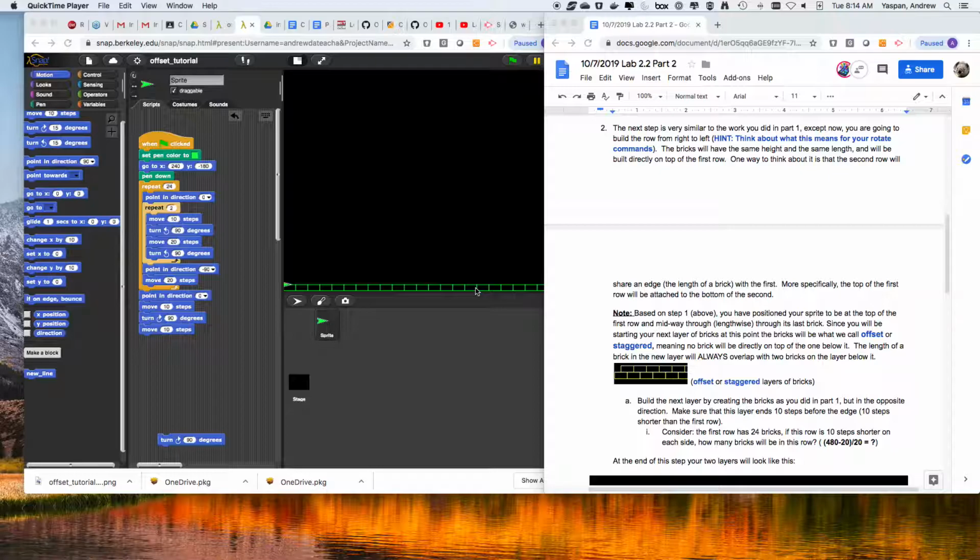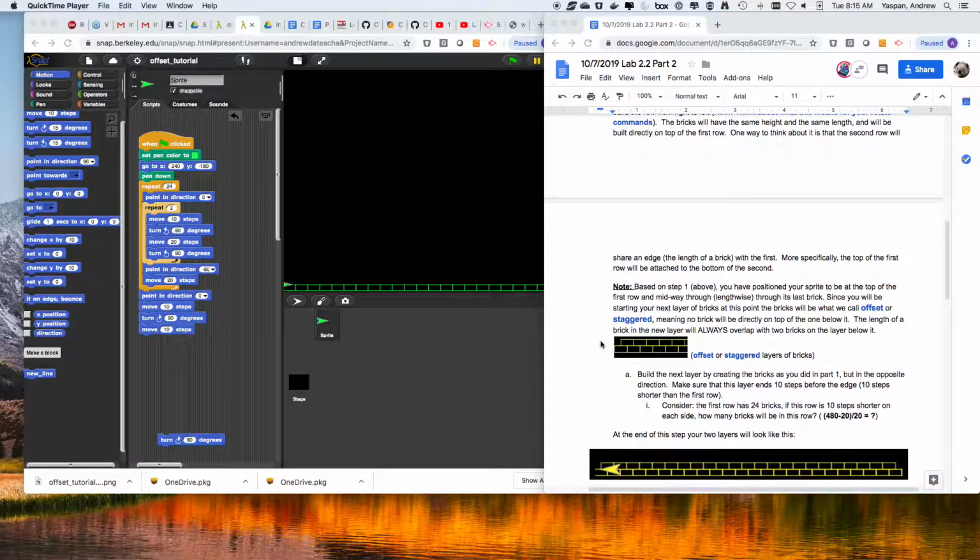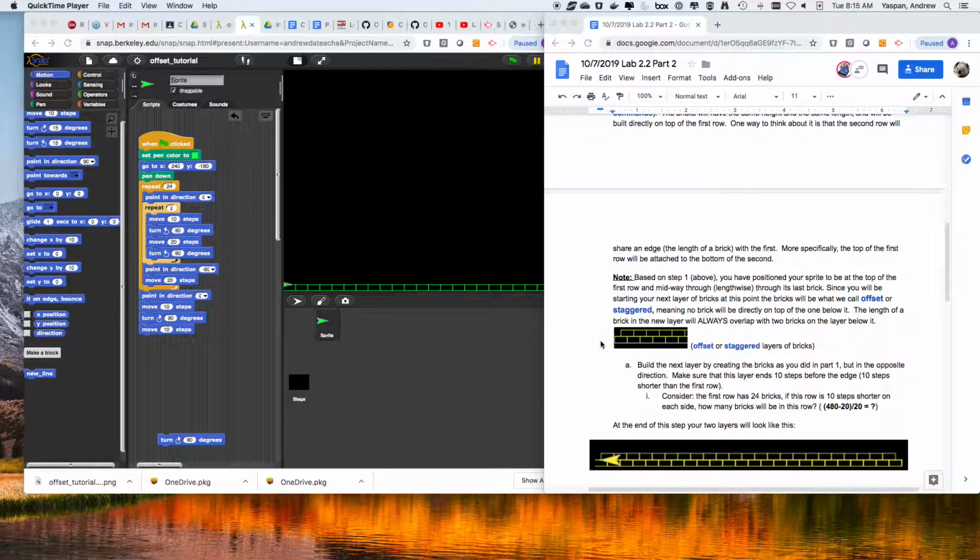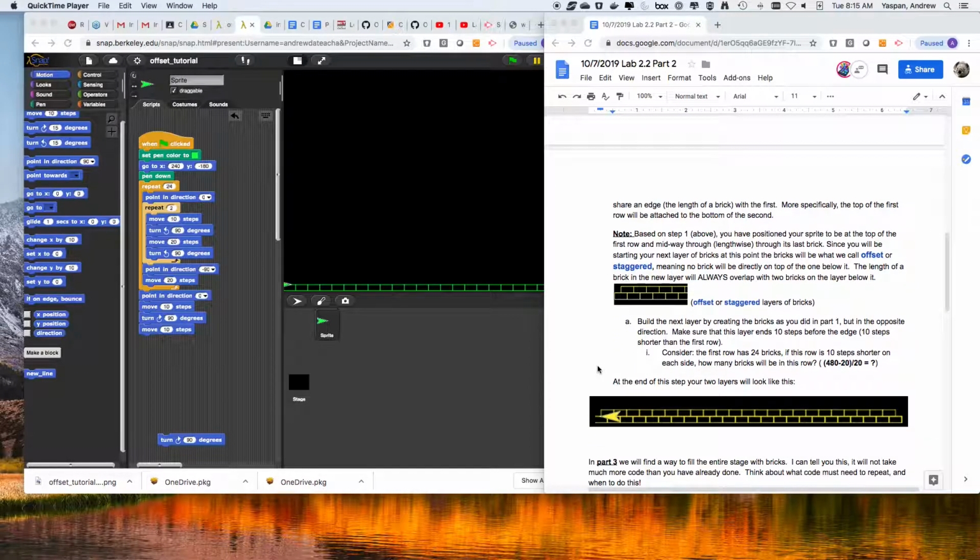More specifically, the top of the first row will be attached to the bottom of the second, so there should be no space. Note that based on step 1, you have positioned your sprite to be at the top of the first row and midway through, lengthwise, through the last brick. Since you will be starting your next layer of bricks at this point, the bricks will be what we call offset or staggered, meaning no brick will be directly on top of the one below it. The length of the brick in the new layer will always overlap with 2 bricks on the layer below.